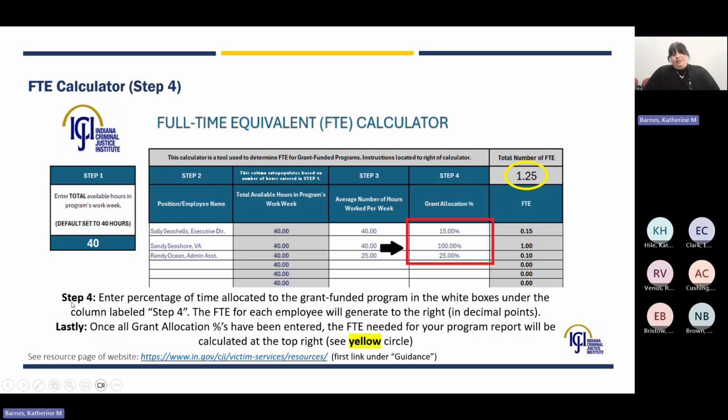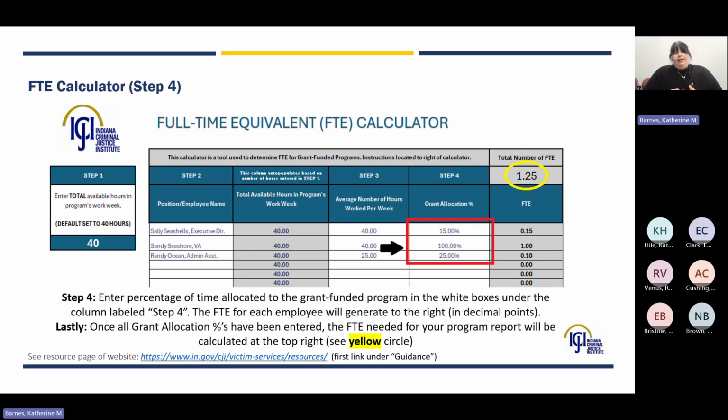The last step is the grant allocation percentage. So you'll enter what percentage the staff member is funded at. If you would like to use actual time, you can for the reporting period, but you will enter that grant allocation. So as we can see, Sally is 15% allotted to this grant, Sandy is 100% grant funded, and Randy is just 25% grant funded.